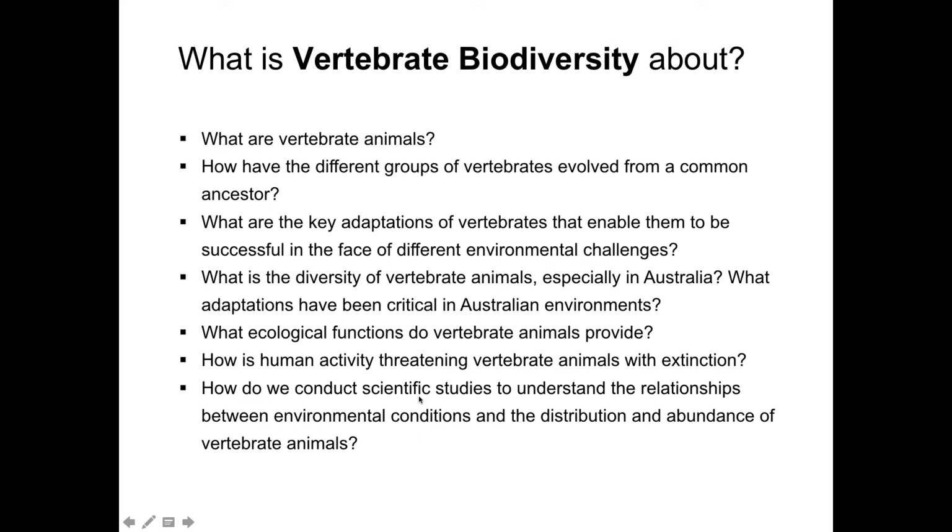Finally, a good chunk of the unit focuses on how to conduct scientific studies to understand the relationships between environmental conditions and resources and the distribution and abundance of vertebrate animal groups. You will do that by conducting a scientific study in small groups to understand the factors that affect the abundance and distribution of bird species. It's one of the assessments that the unit focuses on.